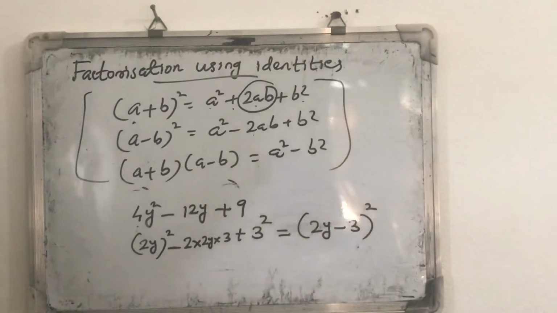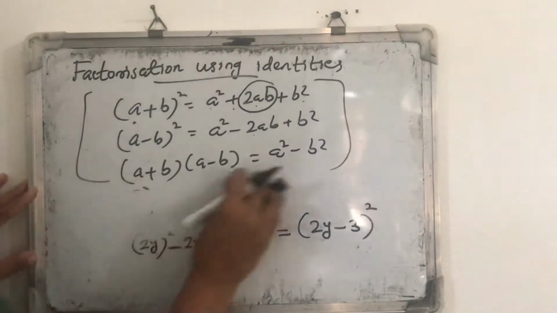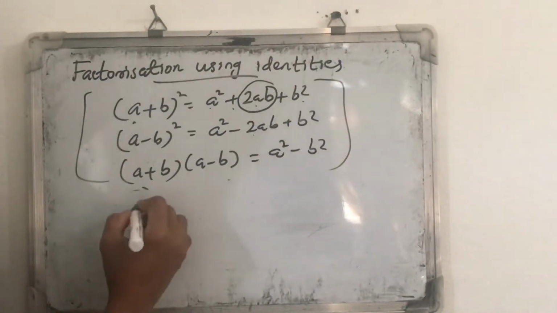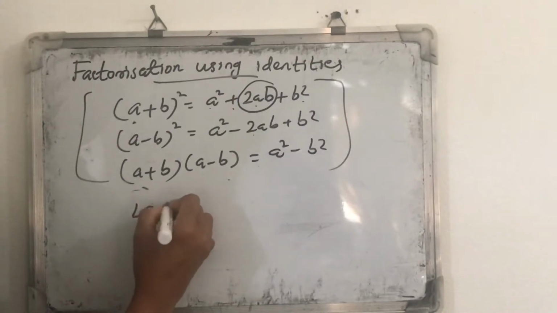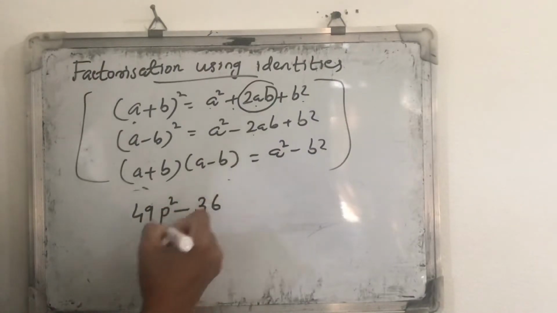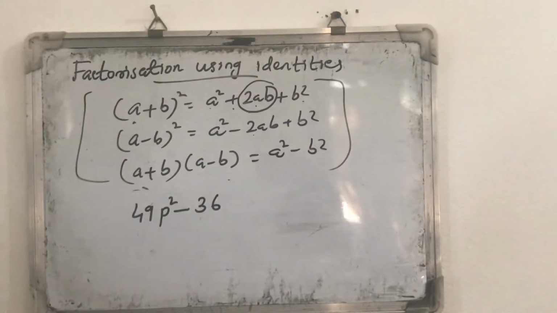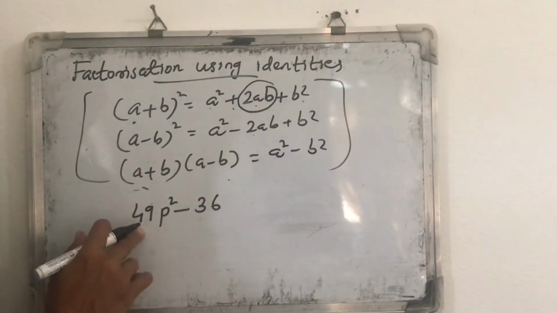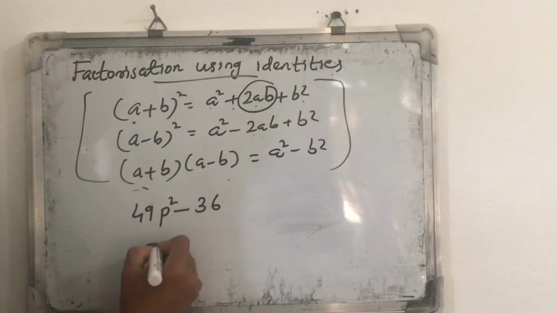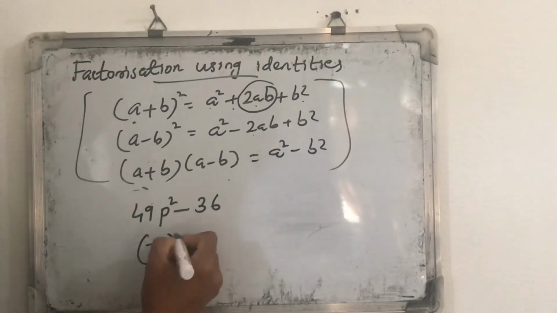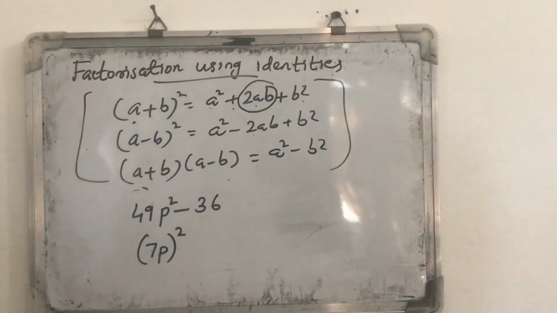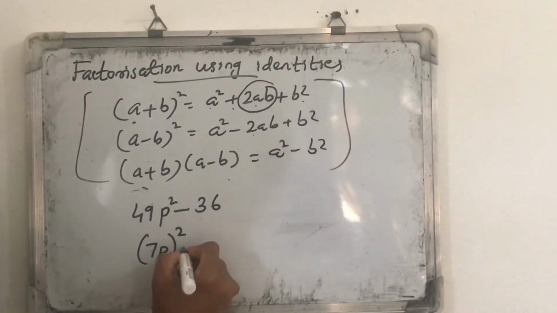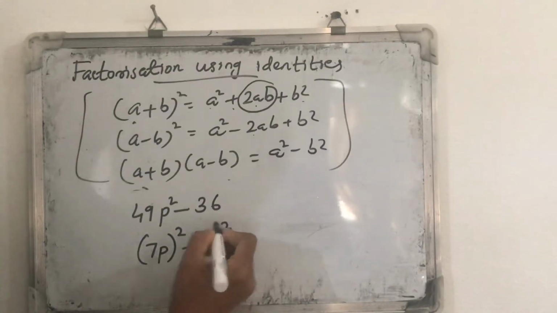Now another question, you look: factorize 49p square minus 36. Now you look here, only two terms are there, and both terms are perfect squares. So we can write it in the form of 49, which is the square of 7, and p square is the square of p. So instead of 49p square, we can write it as (7p) whole square. And instead of 36, we can write it as 6 square.